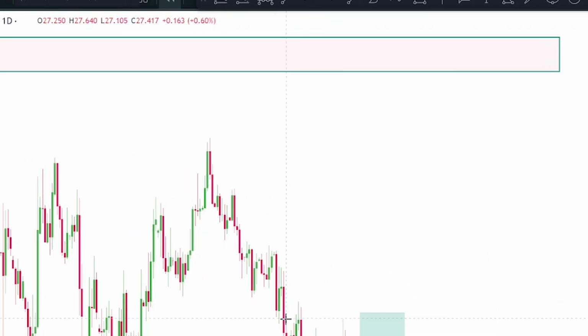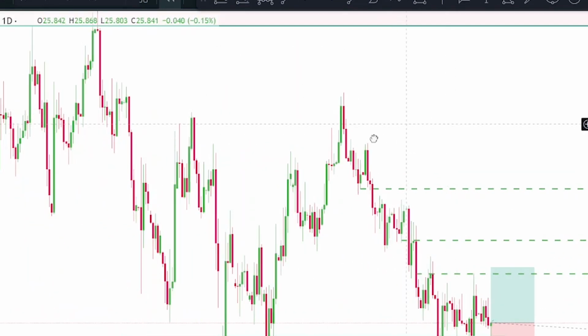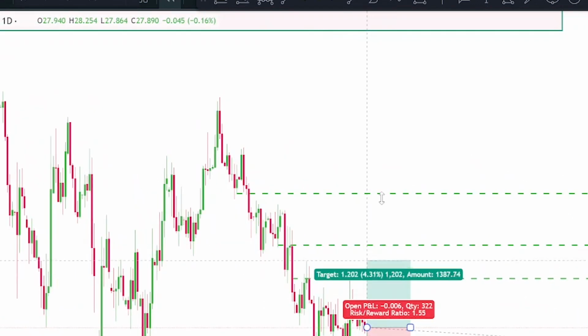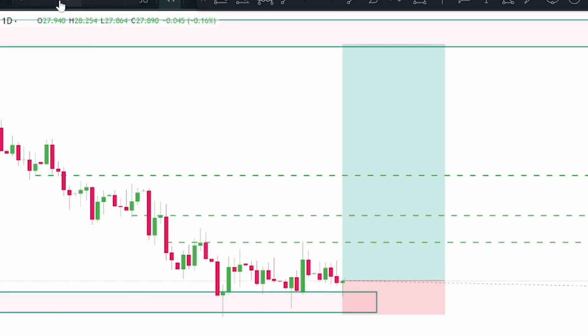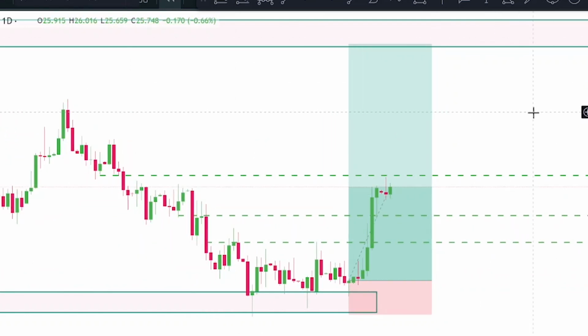Gonna be my TP1, TP2, TP3. Then this is my target from this area. Okay, we are still moving up.